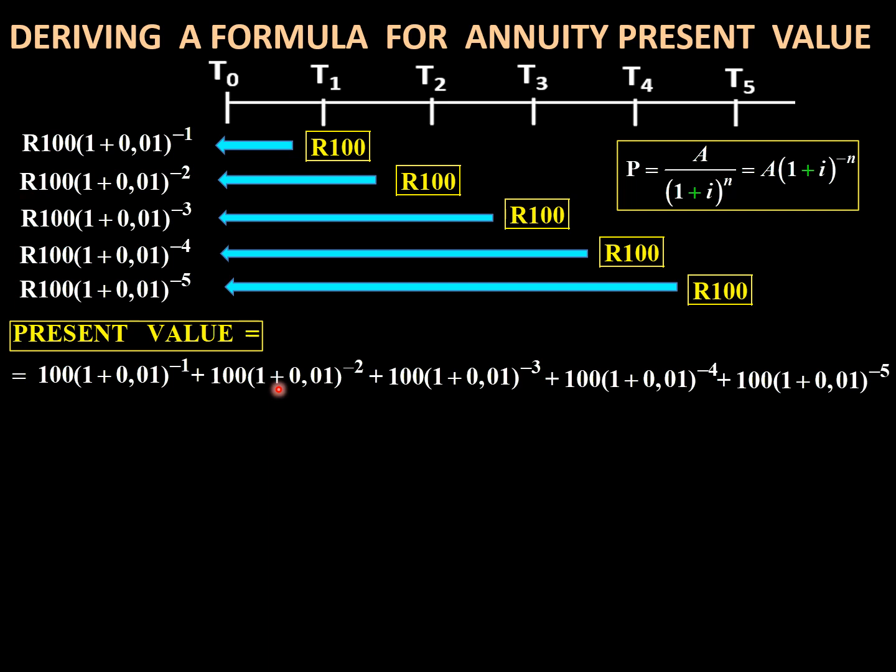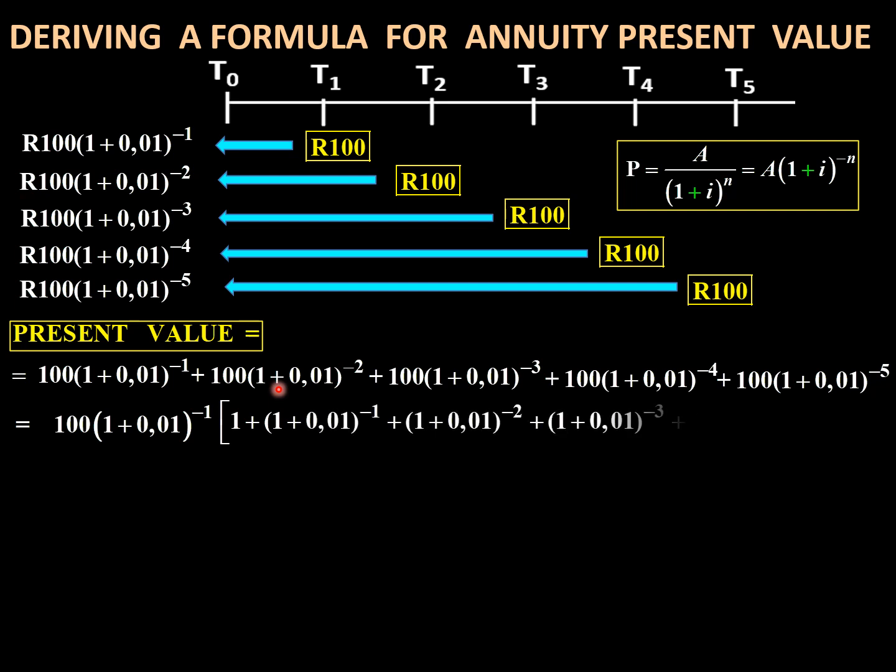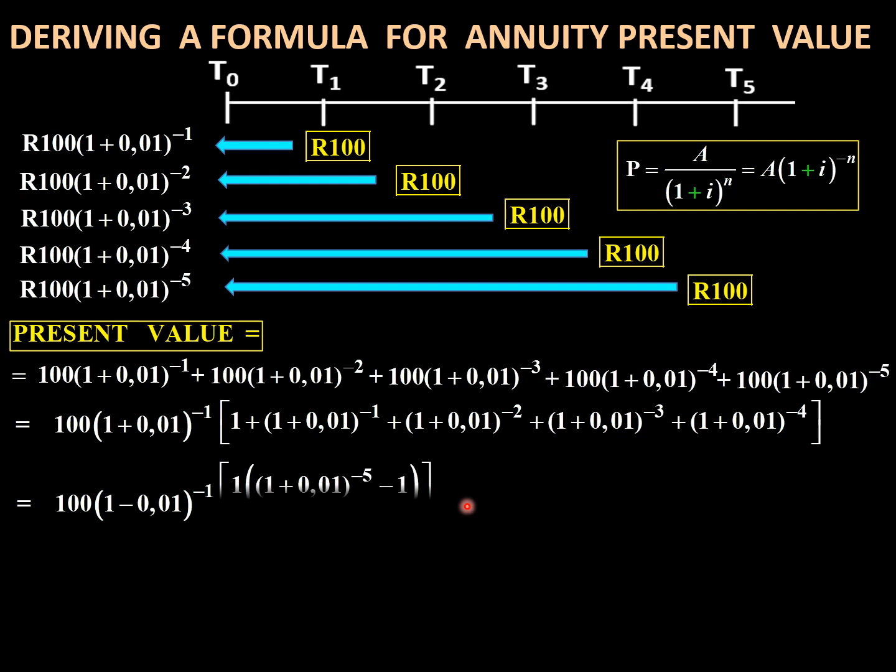And like we've done before, we can take out a common factor. And here you notice the common factor is 1 plus 0,01 to the -1. Take that out, and those are all the terms that we have there. Again, we see that this is a geometric series. You can apply the sum formula of a geometric series. There we have the sum formula. Now the only thing we need to do is to simplify.